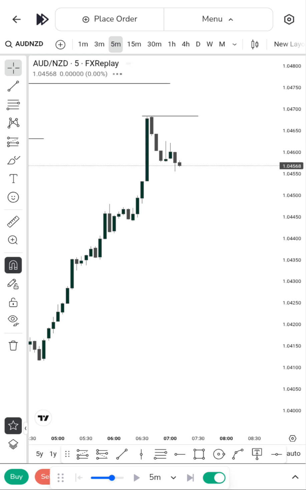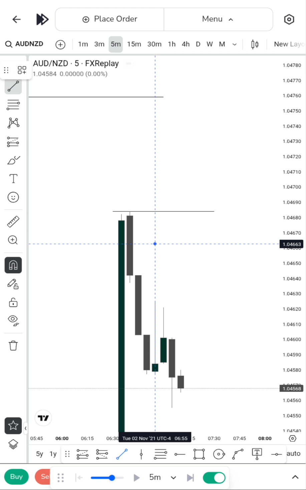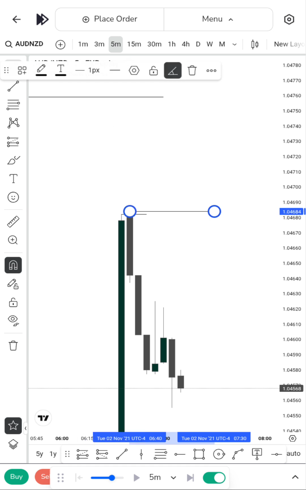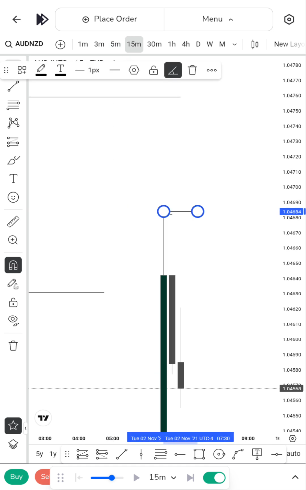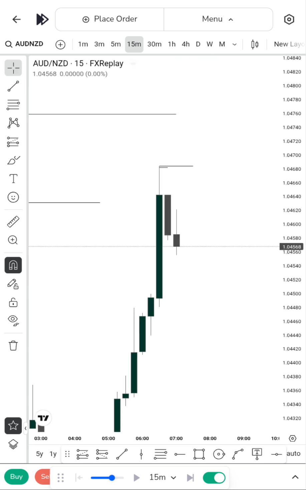Why did I say that? If we go to the 5-minute time frame right here, what do we have? A turtle soup right here. But when this turtle soup occurs, the 15-minute doesn't follow it. The 15-minute doesn't agree with it.